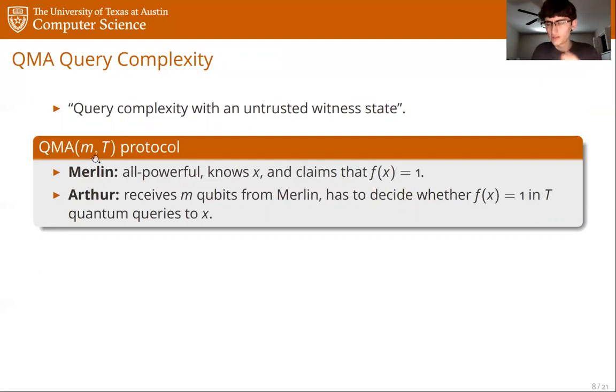And already you can see how this might be useful for approximate counting. For example, Merlin can send over some of the items in S, and then Arthur can verify that those things are really in S using the queries, and so he can become convinced that yes, those things really are in S.